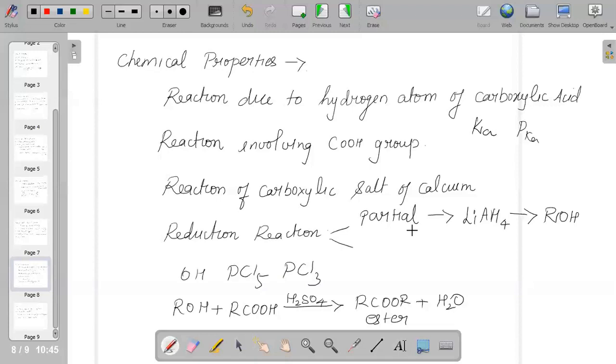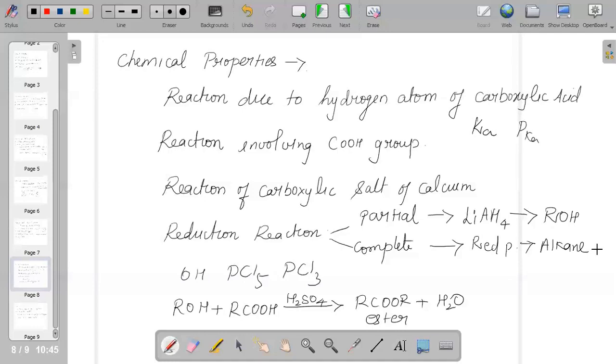But when it undergoes complete reduction, which is the second category of reduction, it will form alkane. The reagent we have to use is red phosphorus. If we use red phosphorus for the reduction of carboxylic acid, the product we get is alkane. So these are the different chemical reactions which a carboxylic acid can undergo.